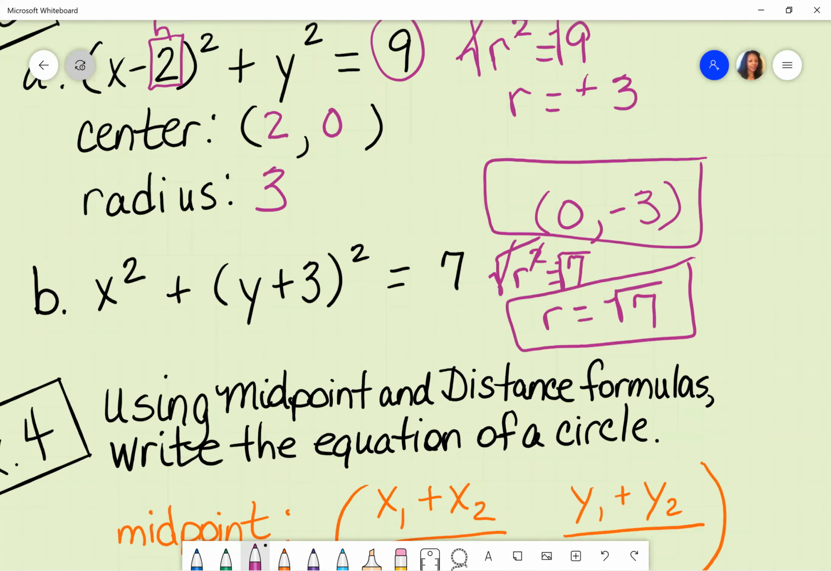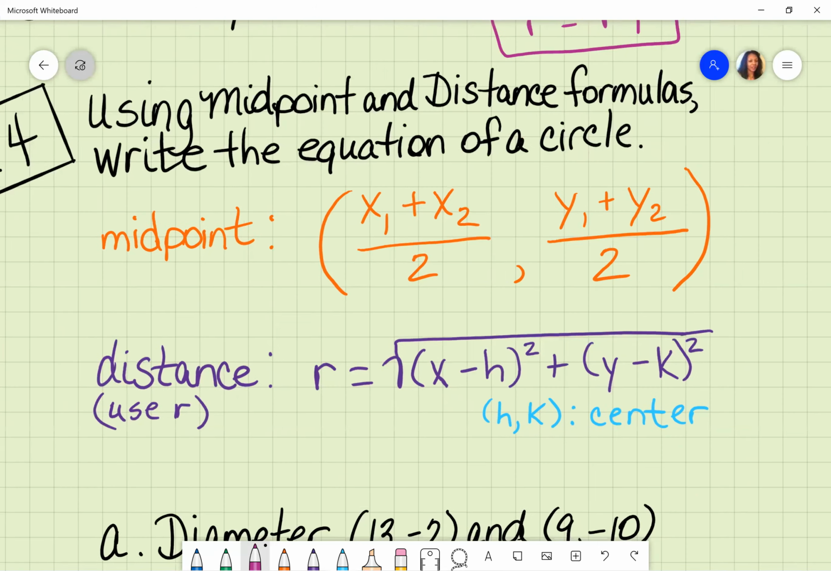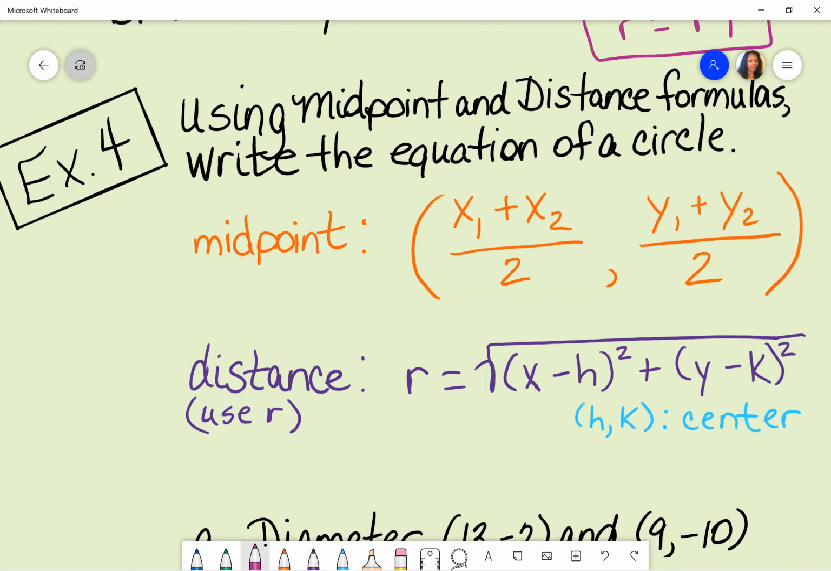Okay, moving on. Now, example 4, this one will cause you to recall formulas. So if you don't remember the formulas, go ahead and take notes right now. You're going to have to use your midpoint formula as well as your distance formula. So for your midpoint formula, you're basically taking the average of your x values and then taking the average of your y values. That's why you have a comma there. So it's 2 separate things happening.